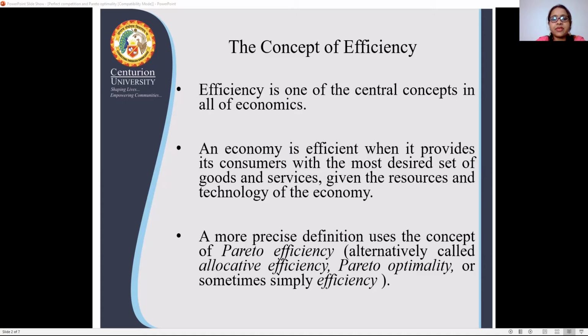A more precise definition uses the concept of pareto efficiency, which is alternatively called allocative efficiency. An economy can achieve this pareto efficiency when it is providing all the consumers the desired set of goods and services given the resources and technology of the economy. So we can also say pareto optimality, pareto efficiency, or sometimes simply efficiency.